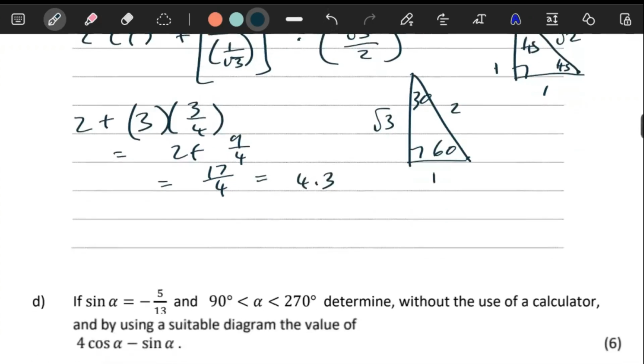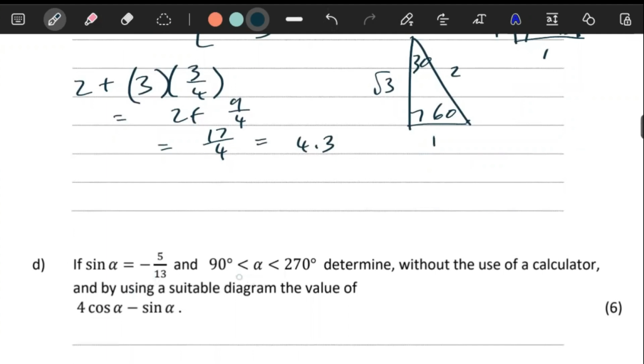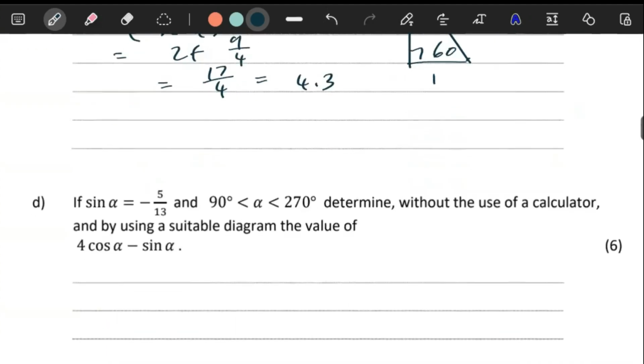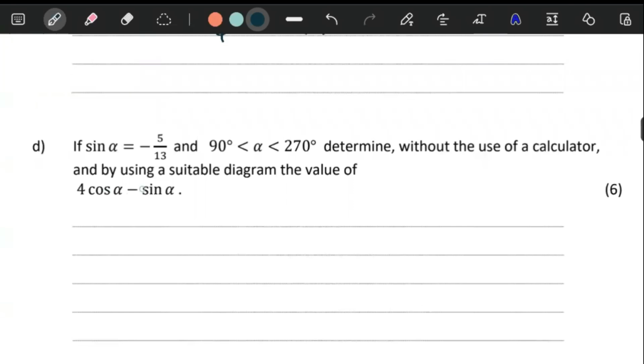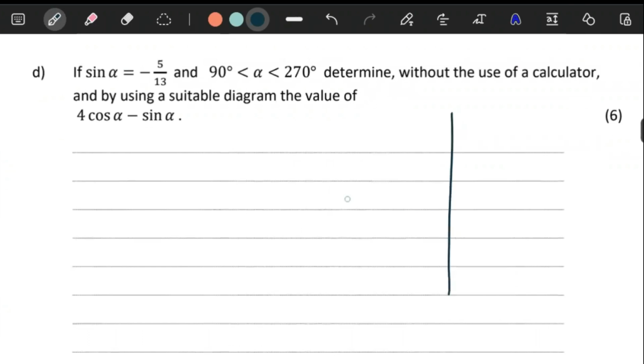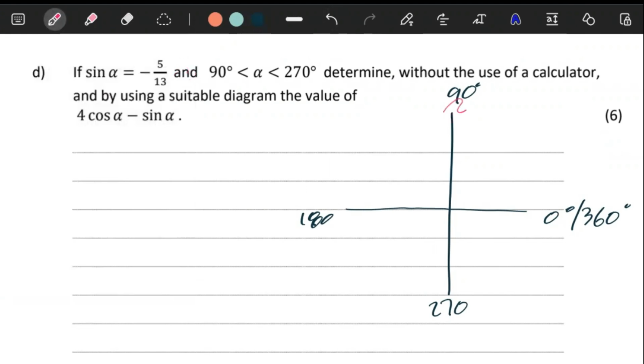Great. It says if sine theta is equal to this, between 90 and 270, determine without the use of a calculator and using a sketch diagram the value of this expression. So the idea here is your diagram has to be almost like a cross. So 0 degrees, 90 degrees, 180 degrees, 270 degrees, 360 degrees. And the big idea here is your diagram has to be between 90 and 270. So it's either going to be over here or over here.